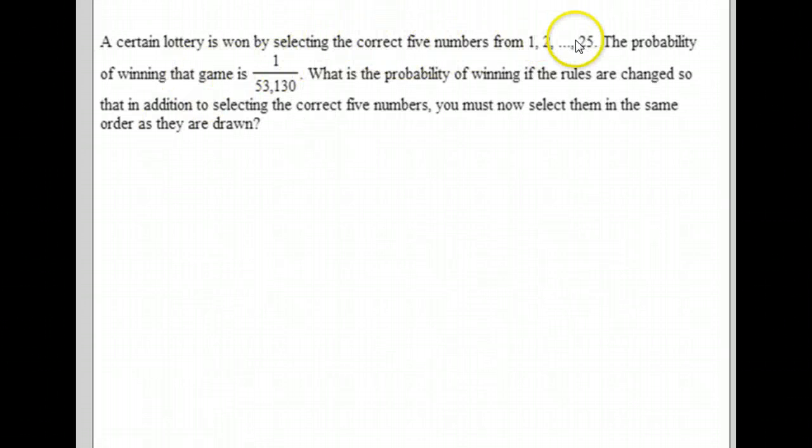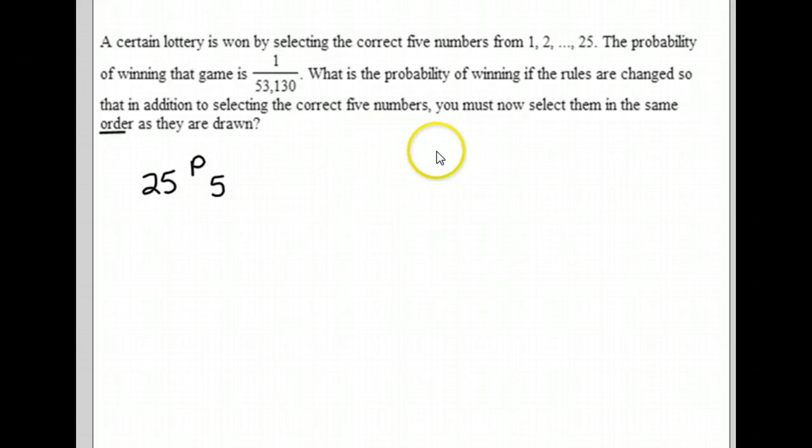Alright, now this one goes a little bit further. It says, alright, if we went 1 through 25 rather than 43, the chances of winning is 1 in that. Okay, so again, it's if I did 25 choose 5, I'd get this number. Alright, what's the probability of winning if the rules are changed so you have to have them in the same order? Well, now it's 25 P5. Okay, because now we have to get the order right and the numbers right.